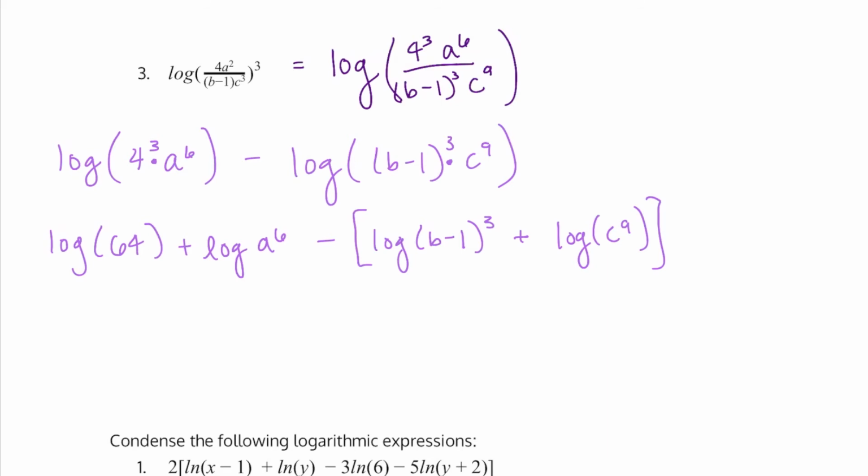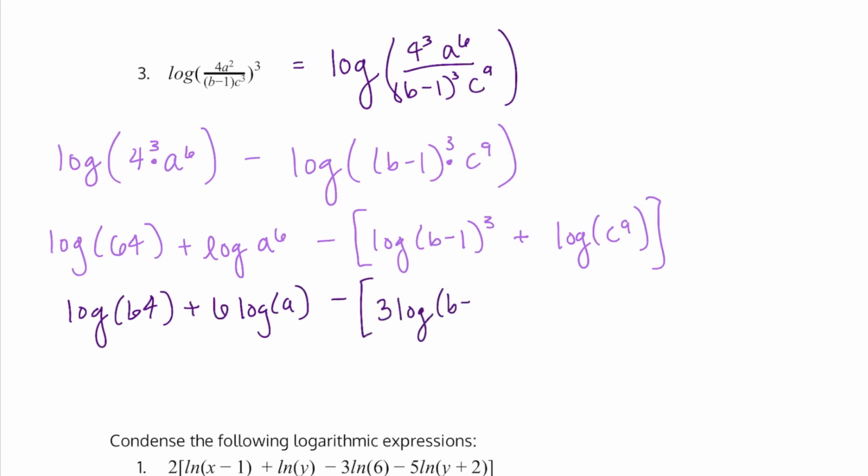You would just have to now, when we use the power rule, if it was 4 cubed, you would have to bring down the exponent. But because it's just log of 64, I can keep it as log of 64. So we will have log of 64 plus, I'll bring down the 6, make it a coefficient, log of a, minus 3 log of b minus 1 plus 9 log of c. Okay, and then that is done.